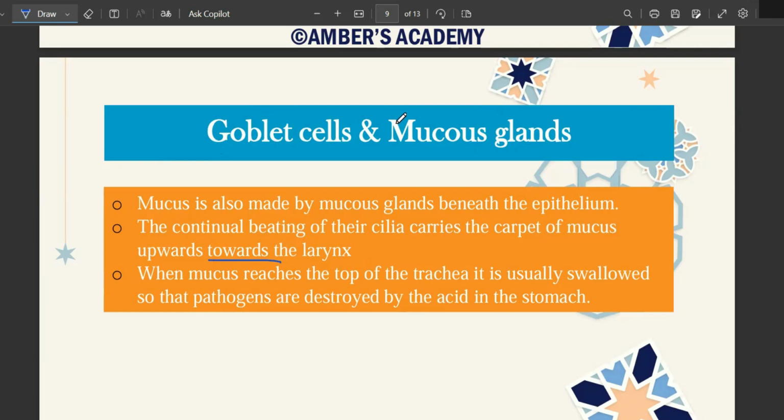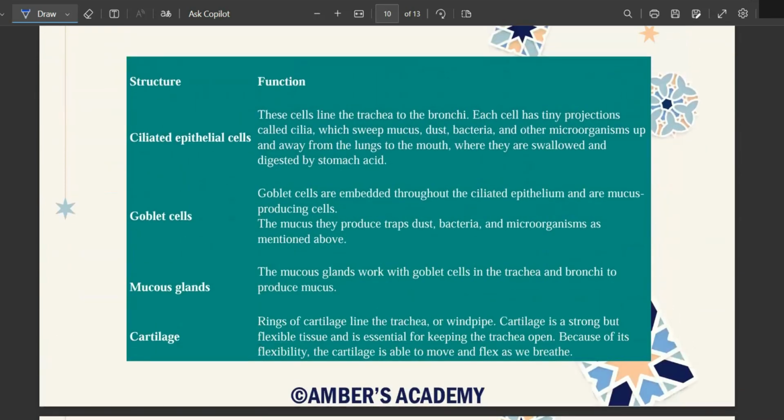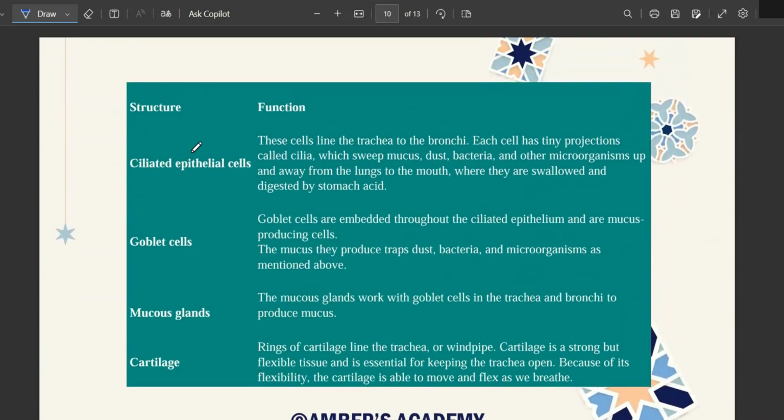Once the mucus reaches the top, towards the larynx, it is usually swallowed. It moves to the stomach where the entire pathogen is destroyed by the HCl. So now, these are the essential things that we have studied.